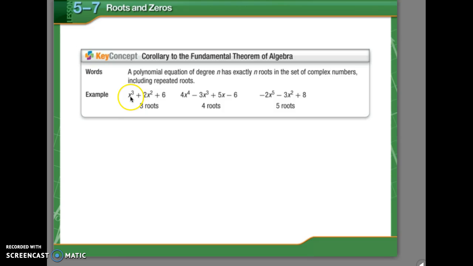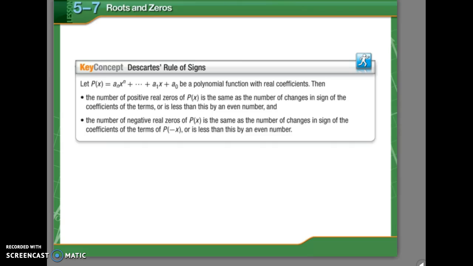So if we have a 3rd degree polynomial, there will be 3 roots. If 4th degree, 4 roots, 5th degree, 5 roots. However, whatever the highest power is, whatever the degree is, that's how many roots there are going to be. Some of them might be real, some of them might be imaginary, but there's always going to be that many total roots in the end.